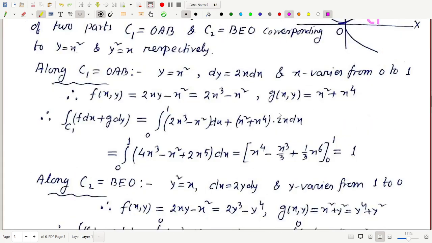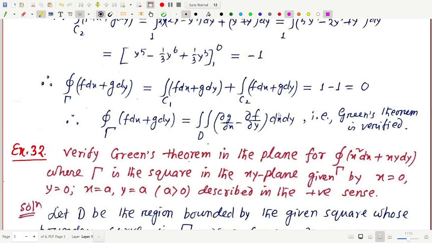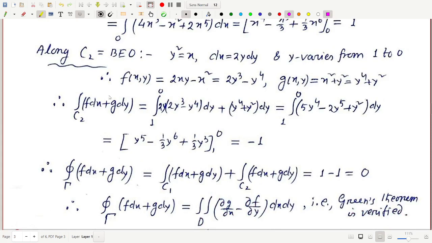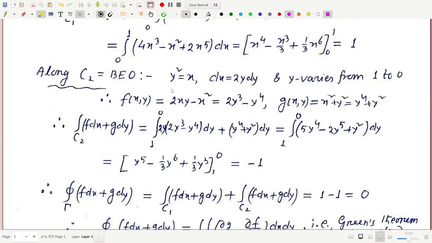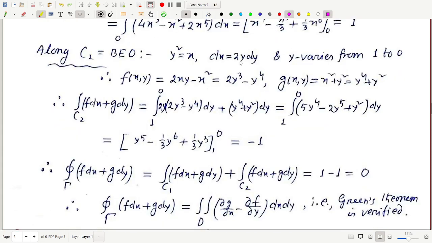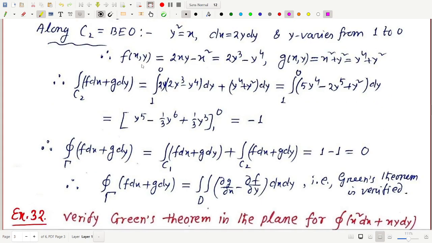So this time we shall convert to y, means the line integral will be calculated converting x to y. Okay, all expressing in terms of y. So y varies from 1 to 0. B to origin, f(x,y) is twice xy minus x square. Here y square is x, means x equal to y square. So it will be 2y cube minus y to the power 4, because x is y square. g(x,y) is x square plus y square, means x square will be y to the power 4.